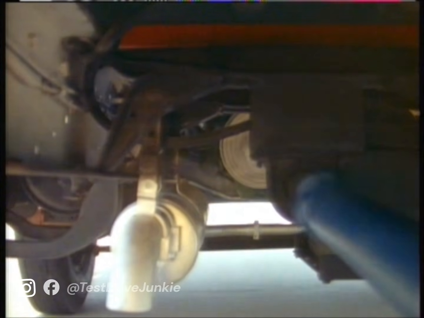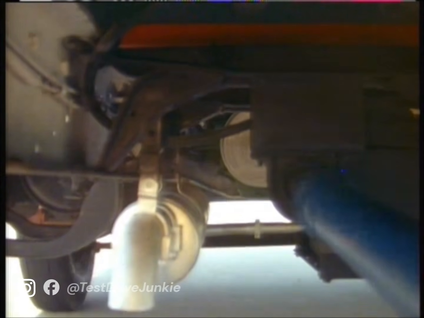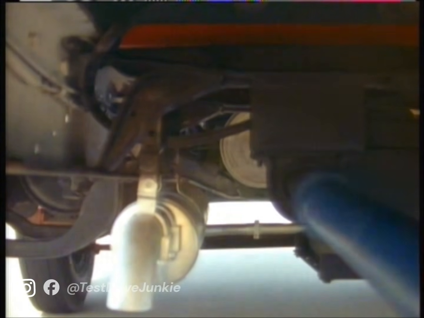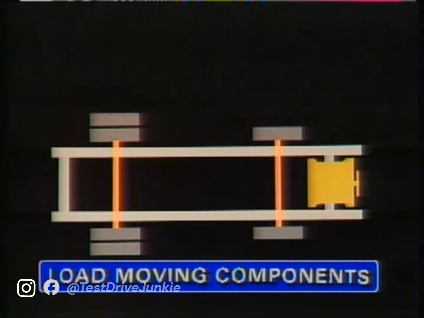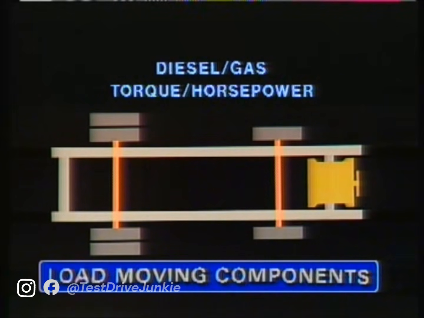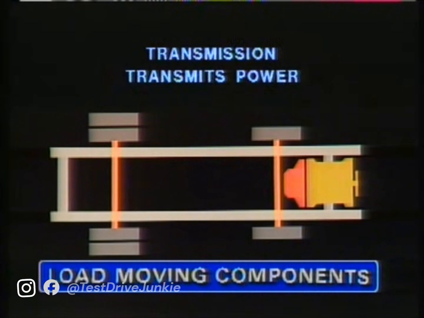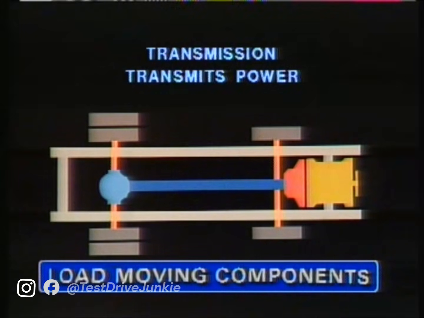Now for the load-moving components. Medium-duty trucks may require the power to handle GVWRs in the neighborhood of 35,000 pounds or more. So you have to know when to recommend diesel or gasoline engines that supply enough torque and horsepower to get the truck and its load moving and to keep it moving at the desired speed. The transmission transmits power from the engine to the propeller shaft, which in turn provides power to the rear axle, then to the rear wheels.